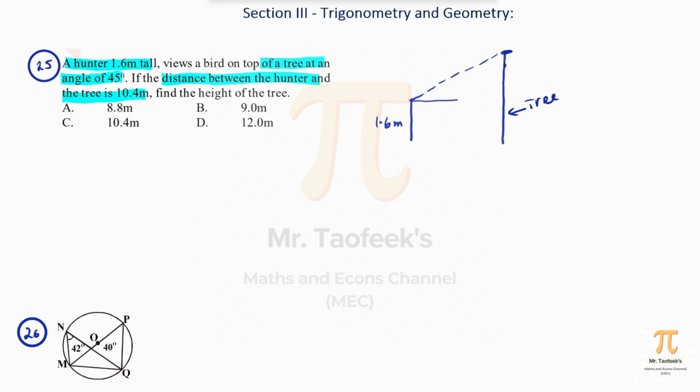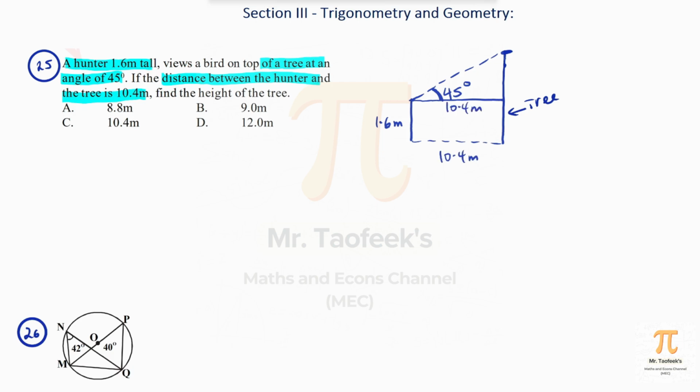So this is a normal eyesight. This horizontal line I've just drawn is a normal eyesight. The angle between the normal level of sight and the angle at which he is looking at the bird is the angle of elevation, which is 45 degrees. Don't forget they are on the same horizontal ground. Now the question then says that the distance between the hunter and the tree is 10.4 meters. This is also going to be 10.4 meters.